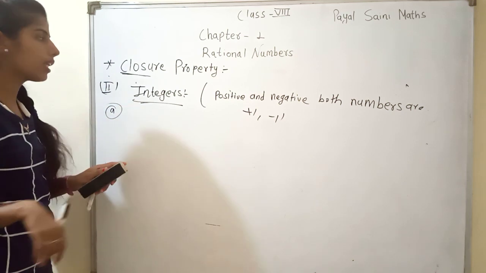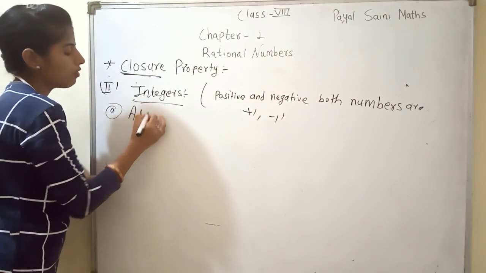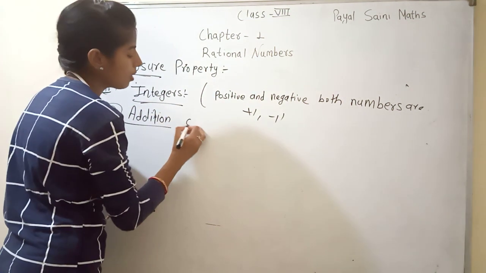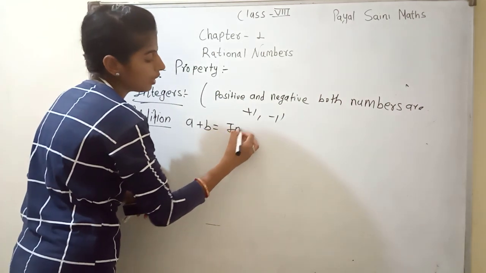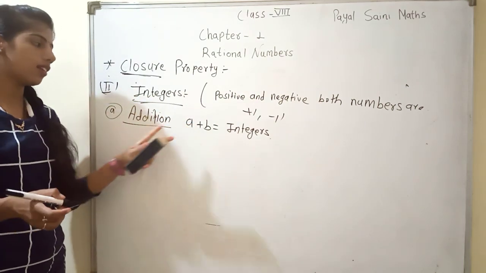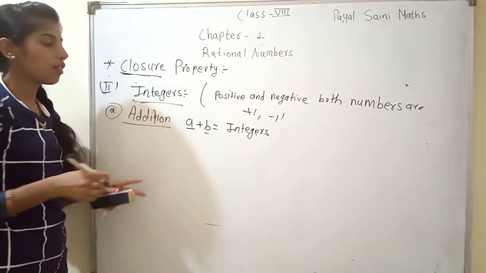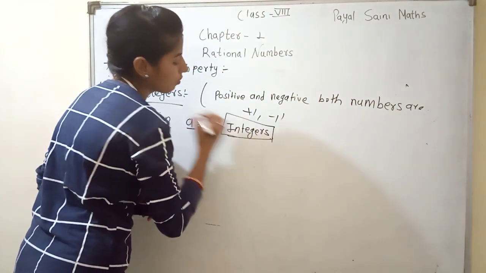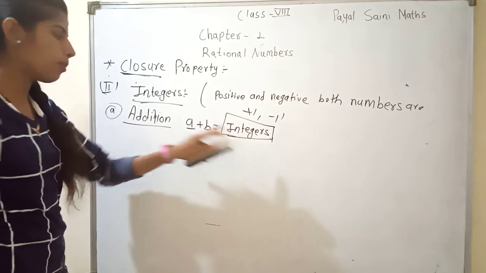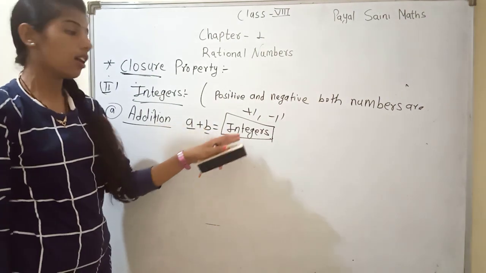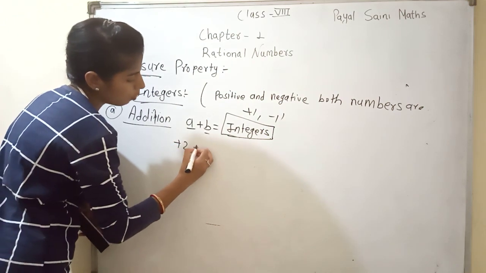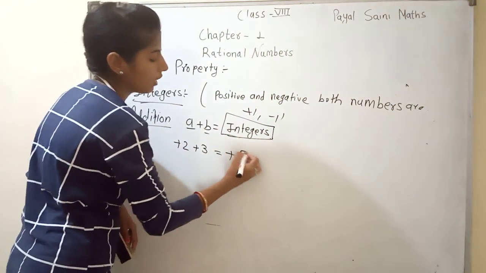Our first point is the same: addition. We check whether closure property is verified in addition. Same as in whole numbers, a plus b equals an integer. In closure property, if you add two numbers, your answer should be in the set in which the question is given. If the question is given in whole numbers, the answer should be in whole numbers. If the question is given in integers, the answer should be in integers. For example, plus 2 plus 3, my answer is plus 5.